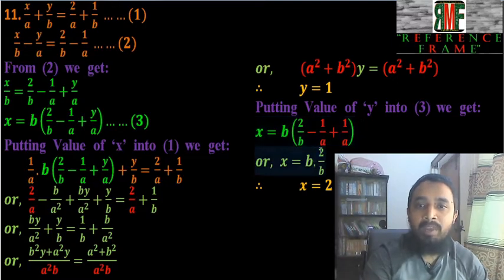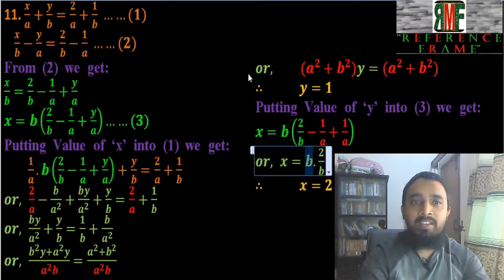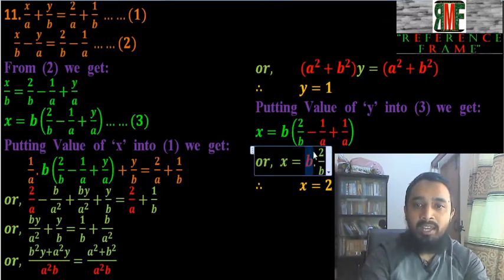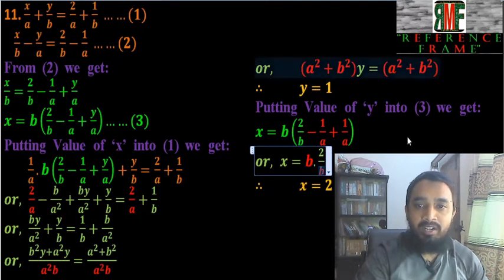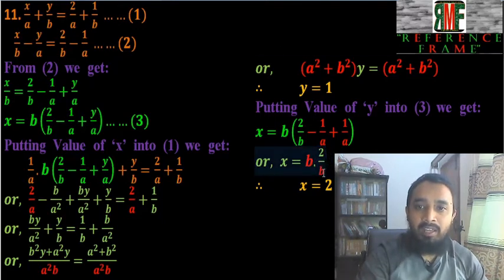Now we have b into 2 by b, b into 2 by b. Now look, this b is in multiplication form or numerator, and this b is in the denominator. So these two red b's omit each other by division. Therefore we got the value of x is equal to 2, as you can see on the screen.